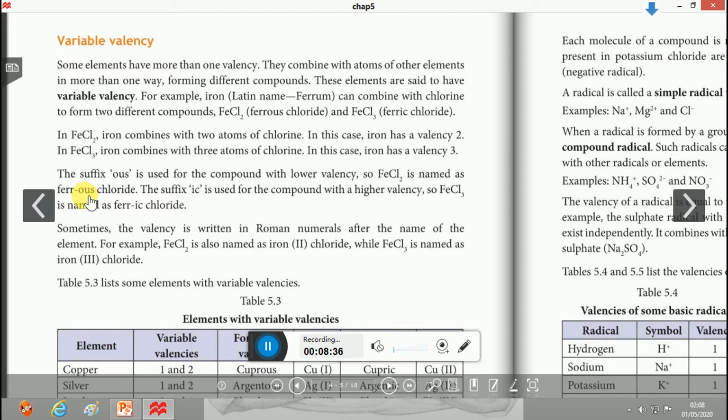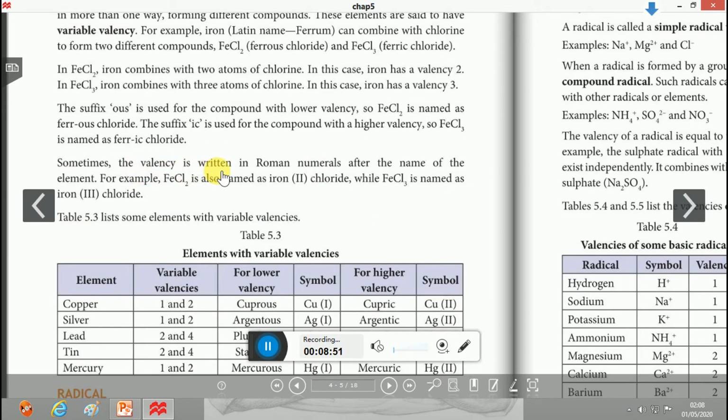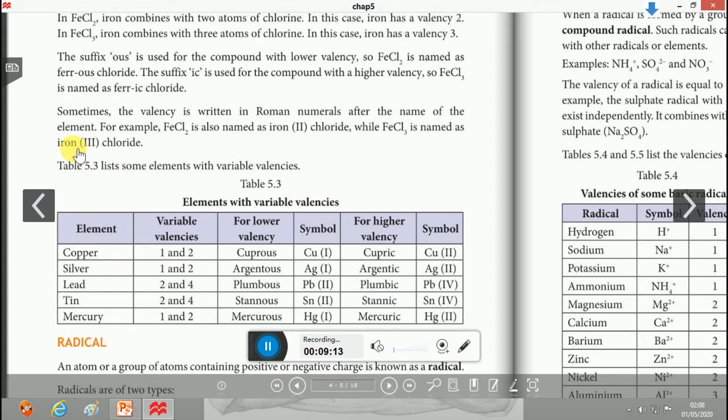Ferrous, with the suffix "-ous", is used to indicate the lower valency, and ferric, with "-ic", is used to indicate the higher valency. Sometimes the valency is written in Roman numerals after the name of the element, this way: iron(III) chloride. This type of writing of a formula is known as the stock notation of a compound. Iron(III) chloride means ferric chloride, which means FeCl3.